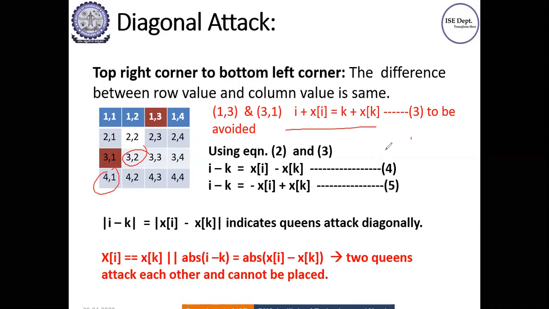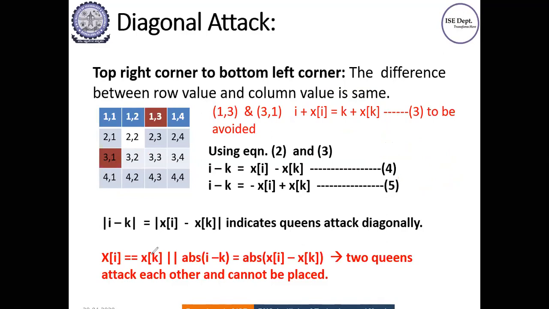Adding those two, 3 comma 2, will give you 5. 4 comma 1, the addition will give you 5. So both are equal, so you need to avoid this. Am I clear now? Okay. The one we saw previously is for the top left corner to the bottom right corner. Now this addition is basically for the top right corner to the bottom left corner. Am I clear till now?